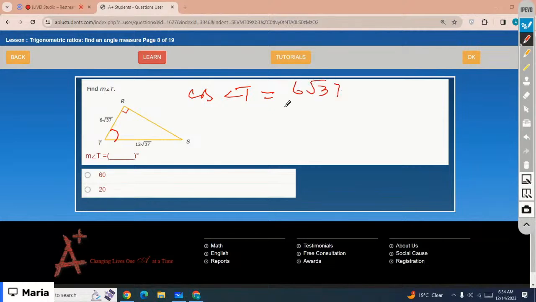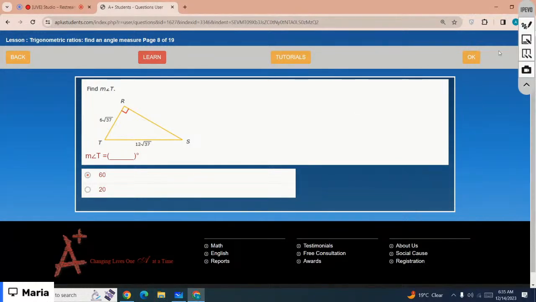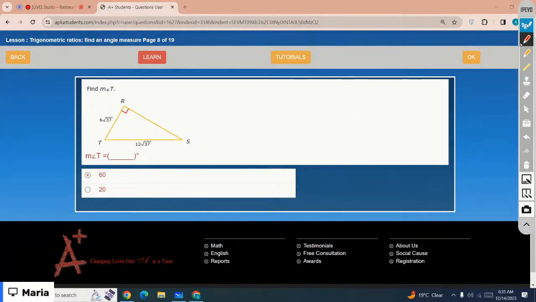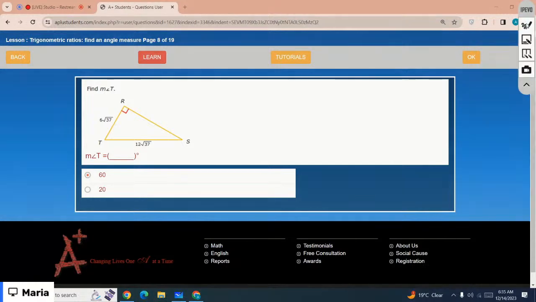6 square root 37 divided by 12 square root 37, right? The square root 37 cancels out. That is 6 times 1 over 2, right? Let's just evaluate cos inverse of 0.5. That is 60 degrees, right? So that means the angle T equals 60 degrees. The correct option is 60 degrees.